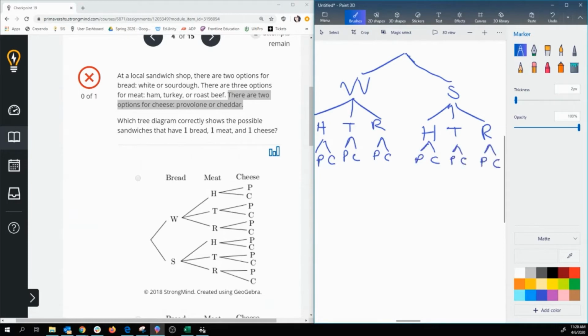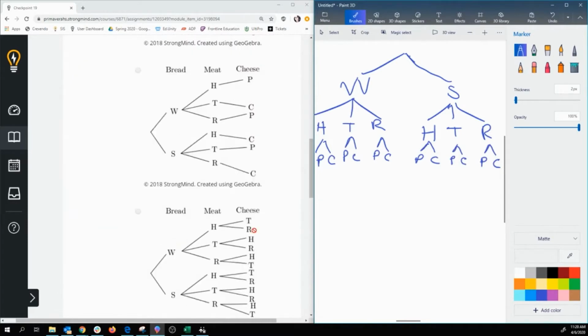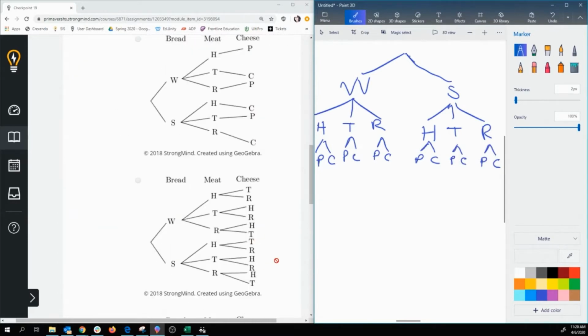Right? So what we need to do is just go through our tree diagram and figure out which one is correct. So which one looks like this tree diagram we have here. Now there are two that look very similar, but be careful on this choice where it says cheeses, it's giving me turkey, roast beef, ham, roast beef.